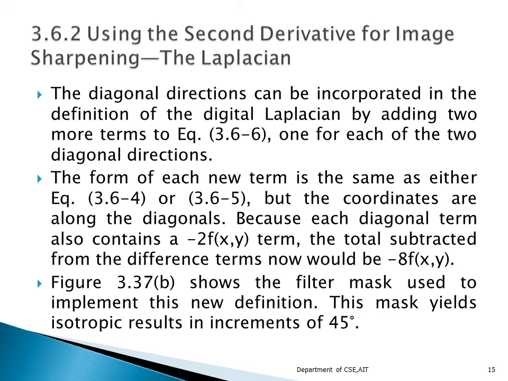Because each diagonal is going to contain a minus 2 f of xy term, the total subtracted from the difference term will be equal to minus 8 f of xy. So now we will see one filter which will be used for implementing this new definition. This filter will have an isotropic result for increments of 45 degrees.